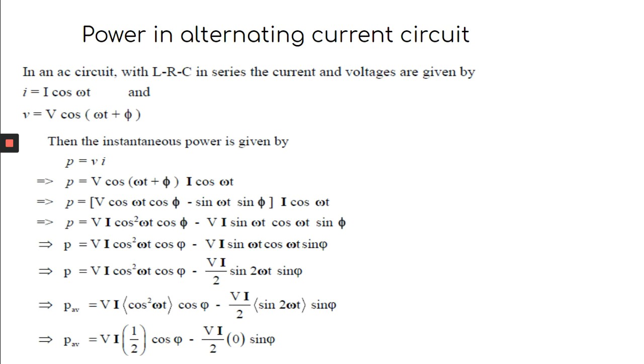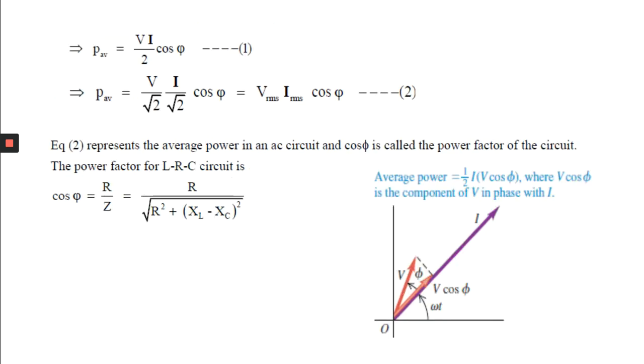So what is the average power supplied? The average power supplied is the maximum value of voltage times the maximum value of current divided by 2 into cos phi. So in an AC circuit, the average power is equal to Vi by 2 into cos phi. How can you write it? Vi by 2, you can write this as V by root 2 into I by root 2 into cos phi.